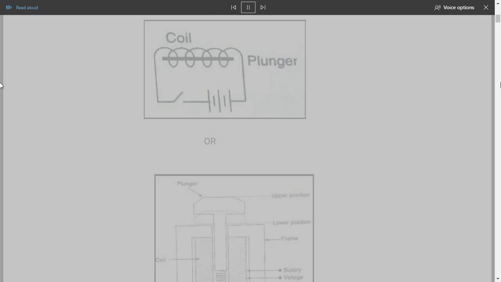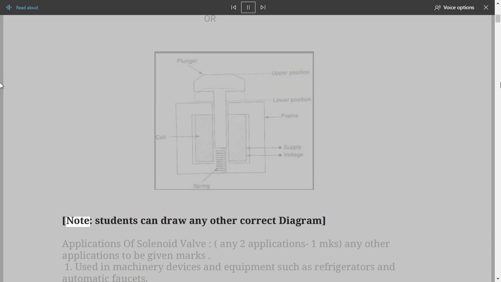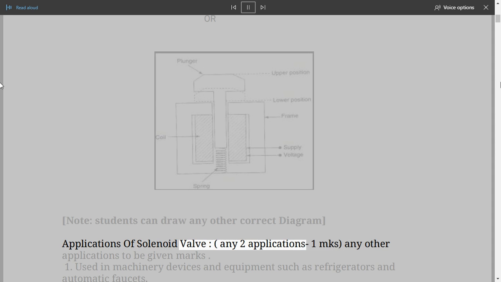Note, students can draw any other correct diagram. Applications of solenoid valve. Any two applications, 1 mark. Any other applications to be given marks.